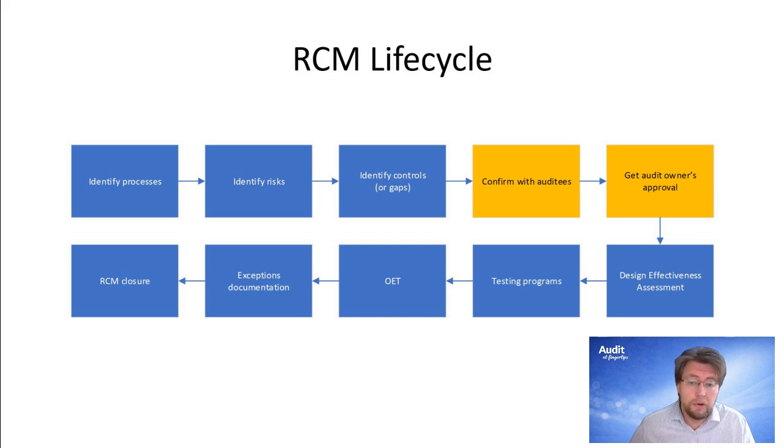Of course, if you're using an application to manage your audits, then all this information will be pulled into the RCM automatically from the papers, which are also being input into your audit database. And that's it. Once we finish the testing, we document exceptions, if any, and we close the RCM. Pretty simple. The only two main boxes are very critical, because they may prevent a lot of unnecessary work. There's confirmation with auditees and audit owner's approval.